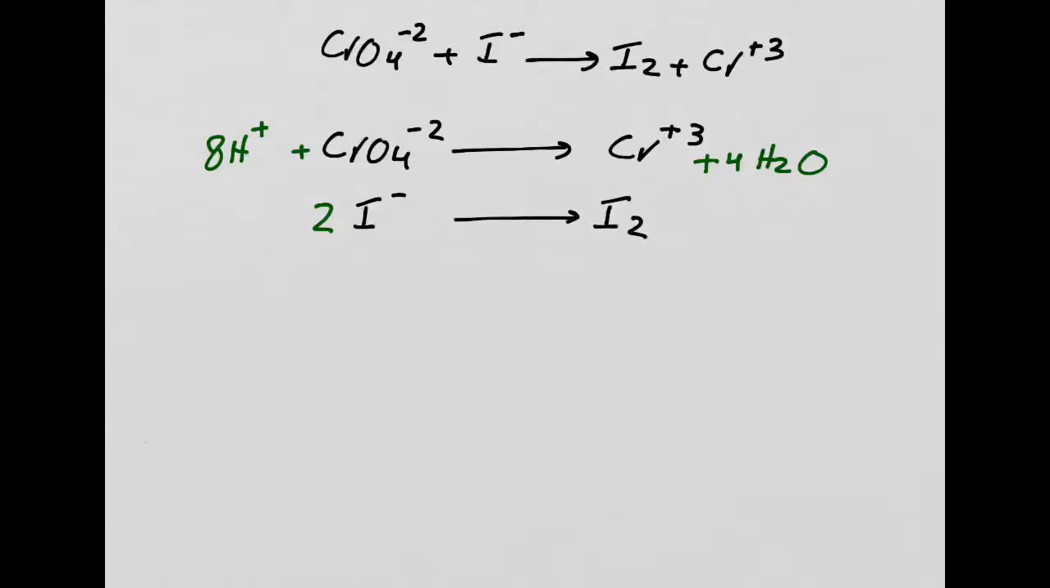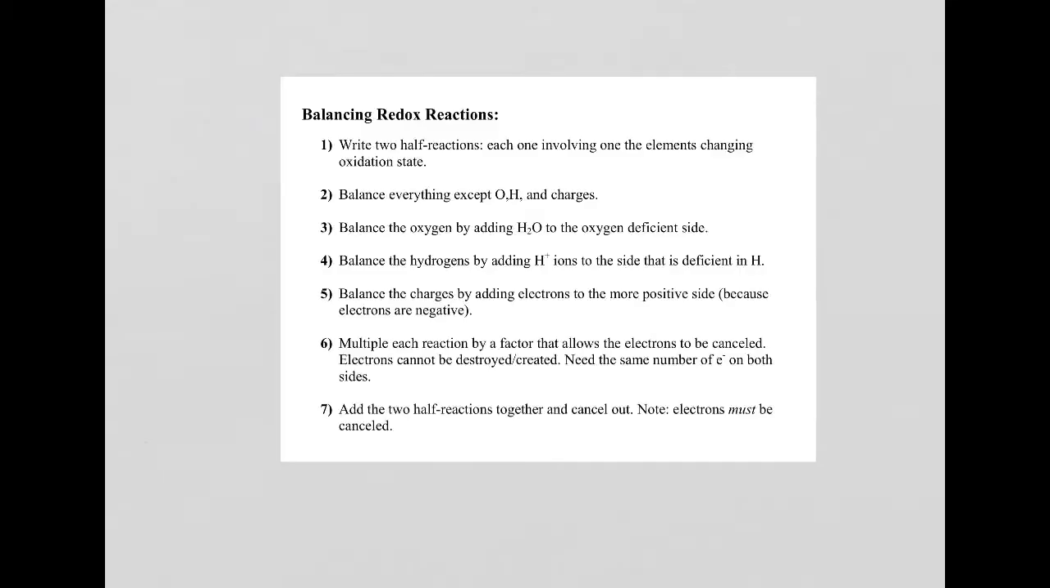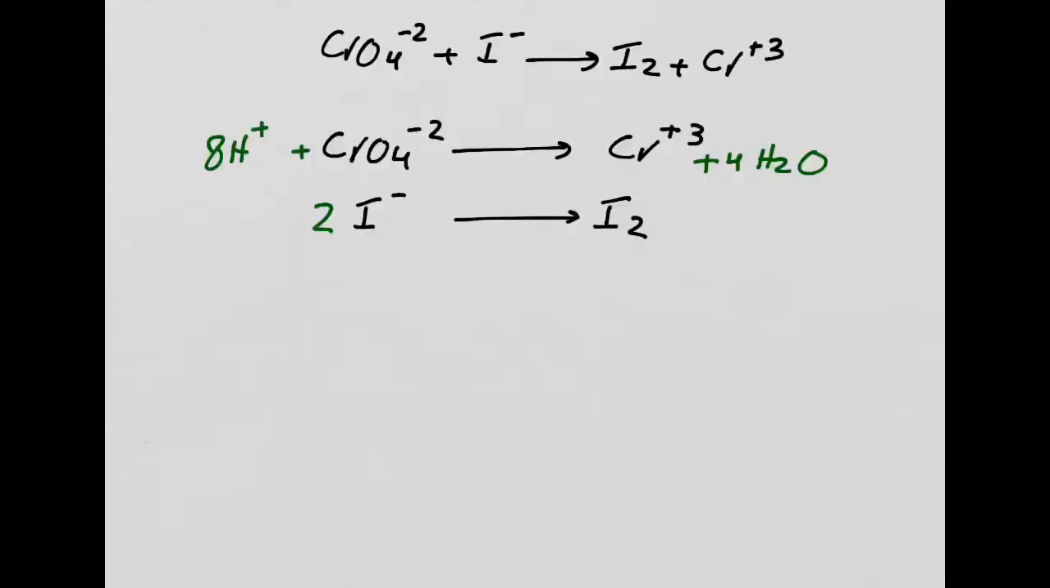Okay, so let's summarize it again. You put two half reactions. Then you balance everything except oxygen, hydrogen, and charges. Then you balance the oxygen by adding water. Then you balance the hydrogen by adding H plus. Beautiful so far. Now the last thing we have to do, we have to balance the charges by adding electrons to the more positive side because electrons are negative. Let's go over this. Probably this part is the hardest part of balancing, so pay attention for me.